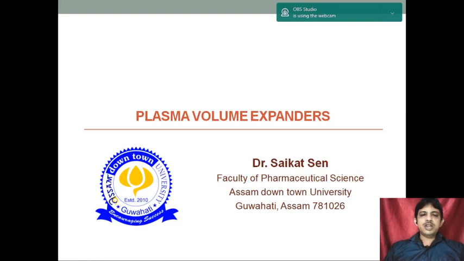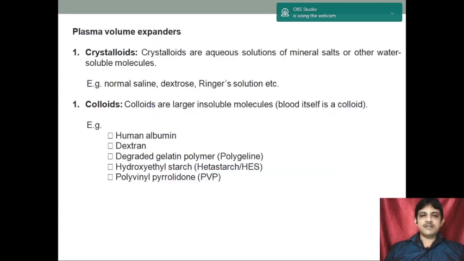Good morning. In continuation to our plasma volume expanders, in the last part we have seen their ideal properties. Now, plasma volume expanders can be classified mainly into two classes, that is the crystalloid and the colloid. The crystalloids are aqueous solutions of mineral salts or other water soluble molecules like normal saline, dextrose, Ringer solutions, etc. And colloids are large insoluble molecules.